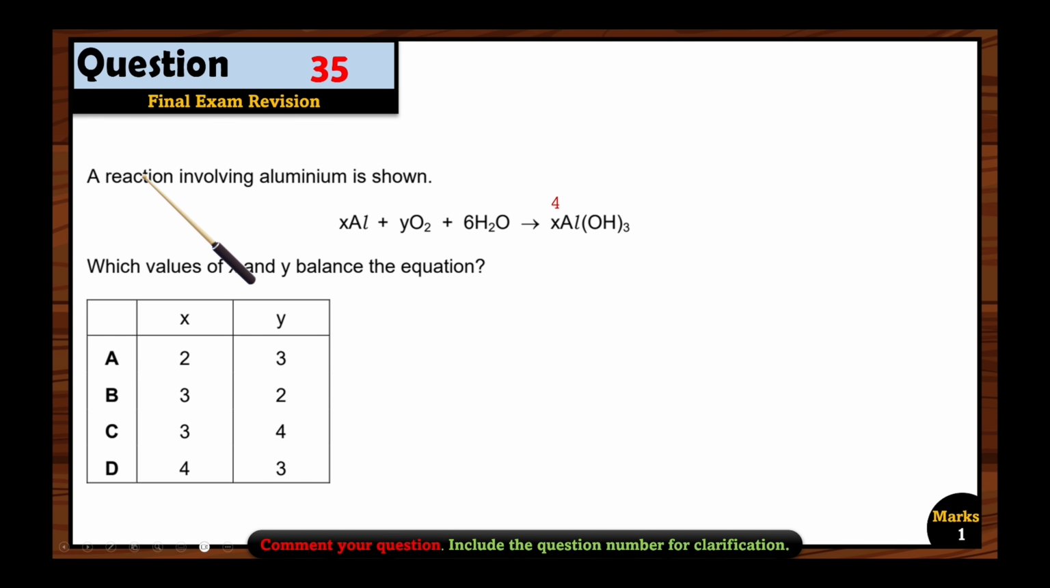Question 35. A reaction involving aluminium is shown here. Which values of x and y balance the equation? So now we don't know about aluminium on both sides, right? It's not clear. For oxygen, we also don't know, right? But hydrogen, we are sure on one side. On one side, we already know that in the reactants we need 12 hydrogens, right? So the product should also have 12 hydrogens. So how many hydrogen do we have already here?